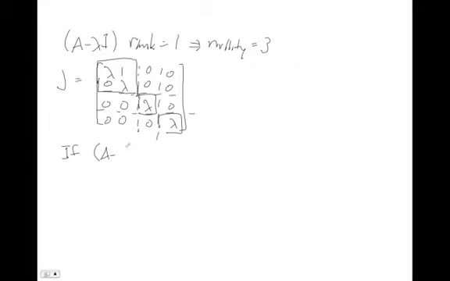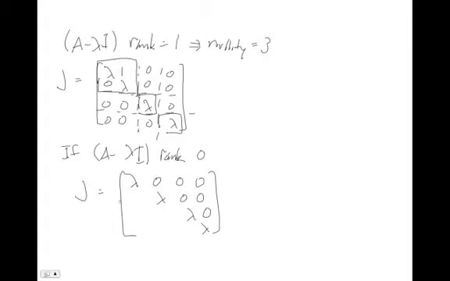Finally, if A minus lambda I is rank 0, which would be the case if A were just a big diagonal matrix of lambdas, then I know I have 4 distinct eigenvectors because my nullity is 4, and in that case, my Jordan form is simply the big diagonal matrix, if this is rank 0.